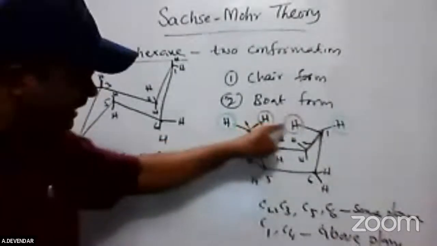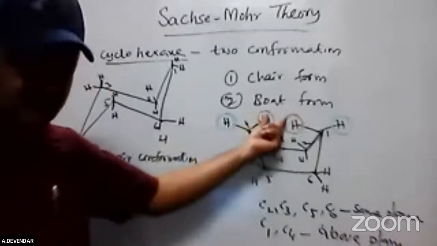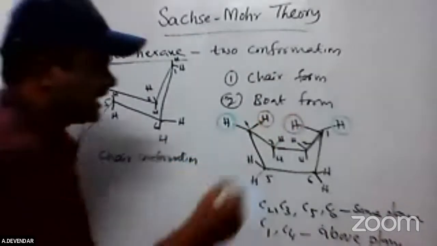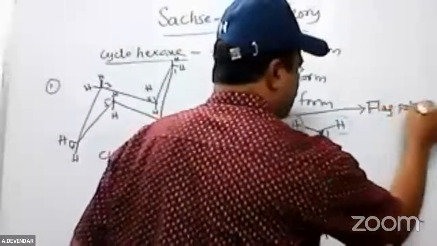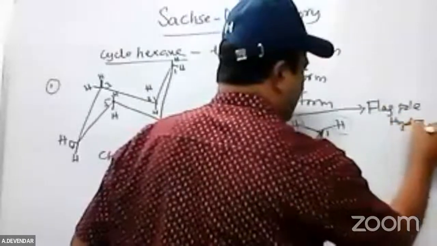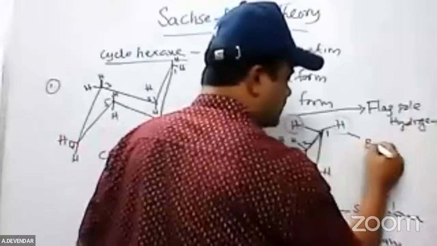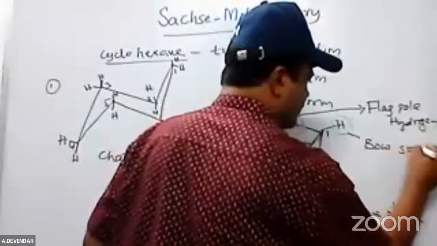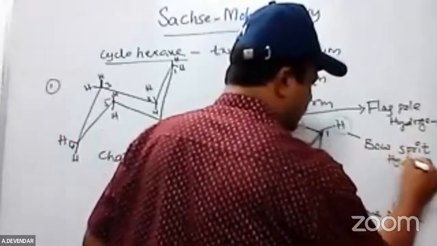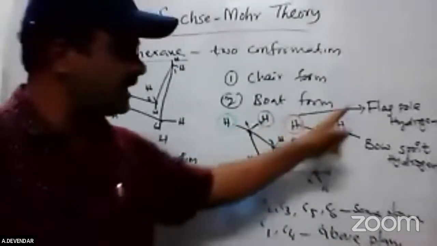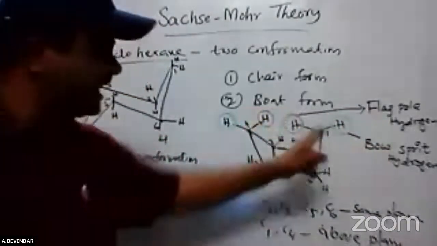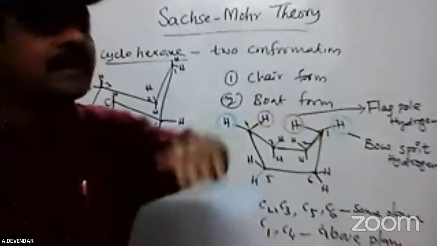See these hydrogens, very close to each other. These hydrogens are called flagpole hydrogens in the boat form. The green hydrogen is called the bowsprit hydrogen. That is named by Sachse and Mohr. I don't know why it is famous. The flagpole hydrogen and bowsprit hydrogen are present on C1 and C4, above the plane.